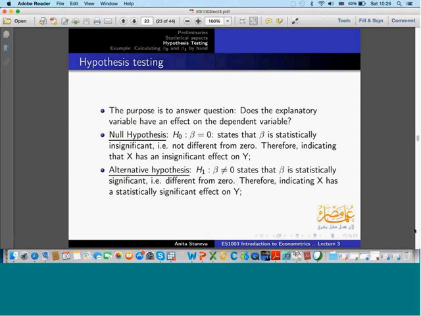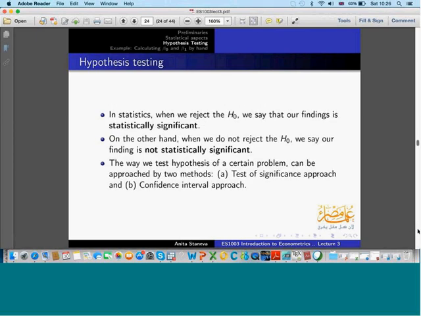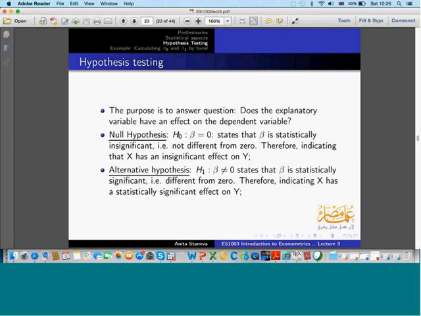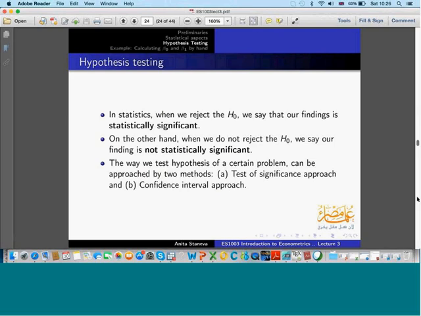So, in statistics, when we reject the null hypothesis, we say that our findings are statistically significant. So by rejecting this null hypothesis, I will conclude for sure that my estimates are statistically significant. On the other hand, when we do not reject the null, we say that our findings are not statistically significant.